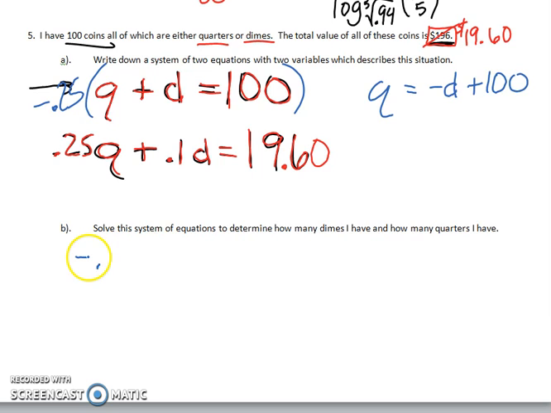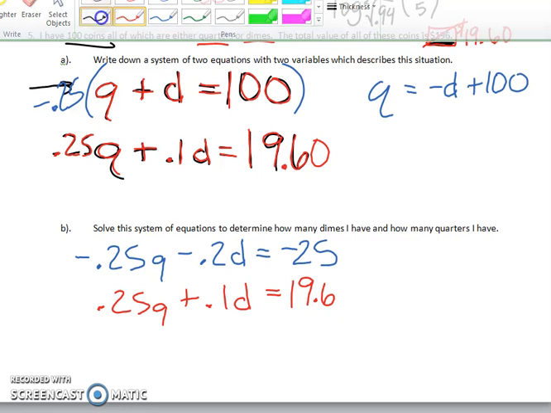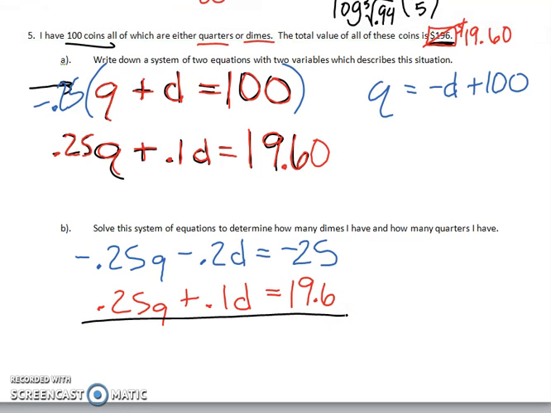So I'm going to take negative 0.25 Q minus 0.25 D equals negative 25. So I took that negative 0.25 times everything. Then I've got my other equation that I've been working with. That other equation is 0.25Q plus 0.1 D equals 19.6. Now I'm ready to do my elimination. I'm going to add these together. My Q's cancel.